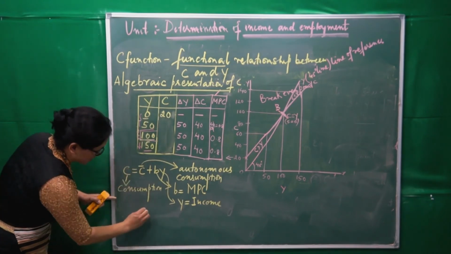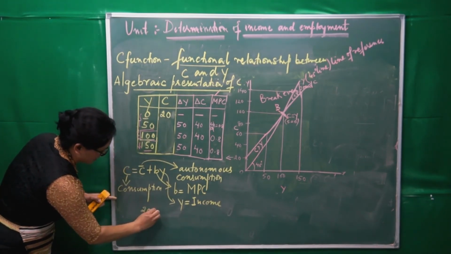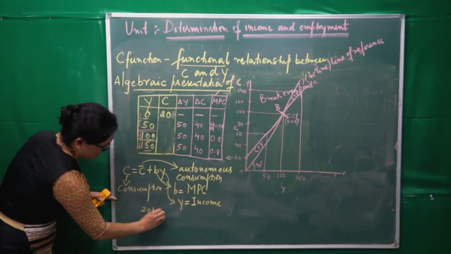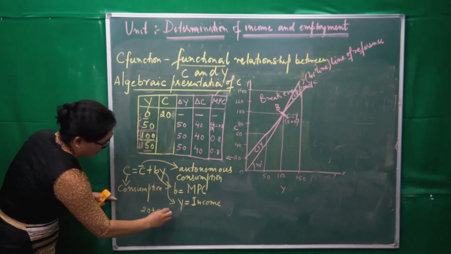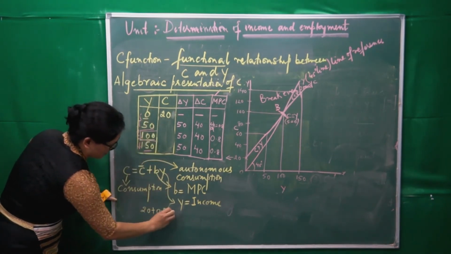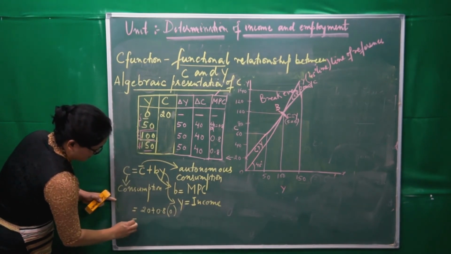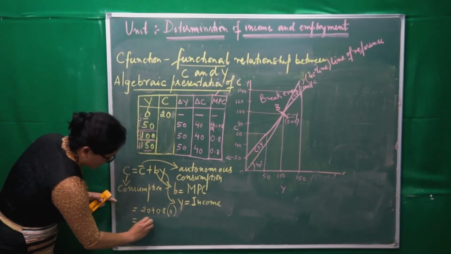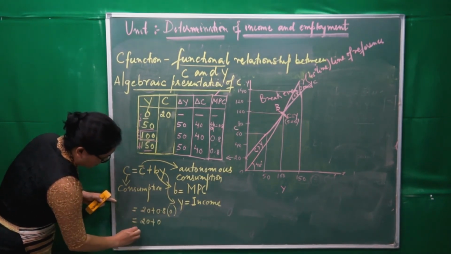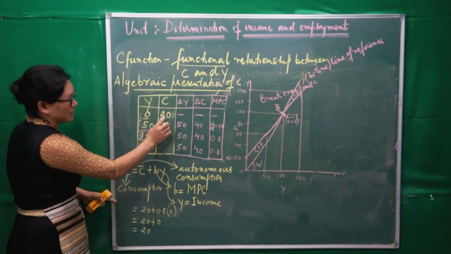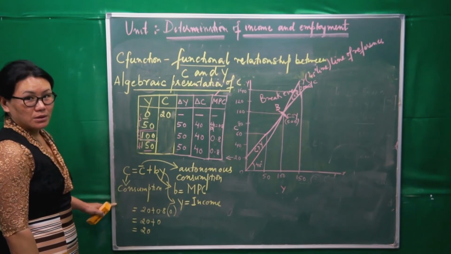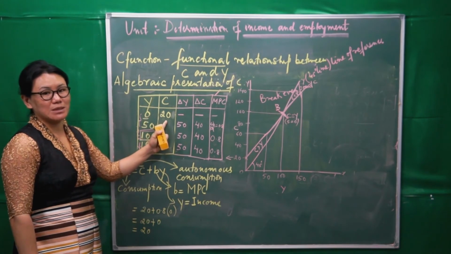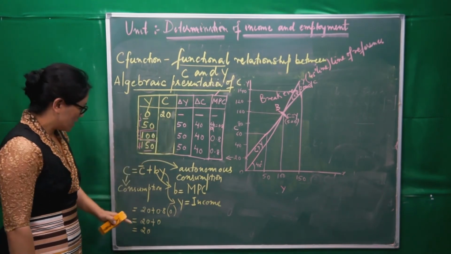So C bar is how much? 20, plus B. How much B do we have? 0.8. And then Y is 0. So 0 will be 20. We don't necessarily have to mention 20 here. This is just because we are assuming that there is a minimum level of consumption. Okay, so this is the first one.